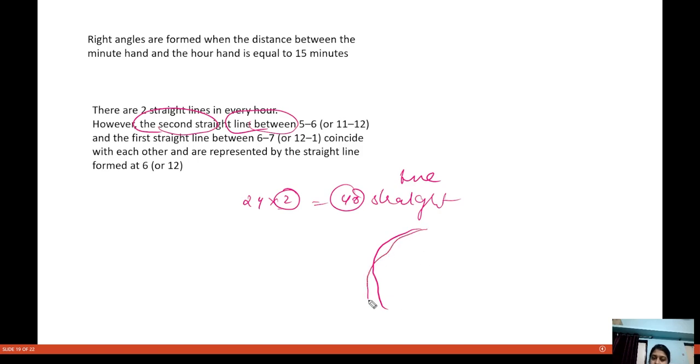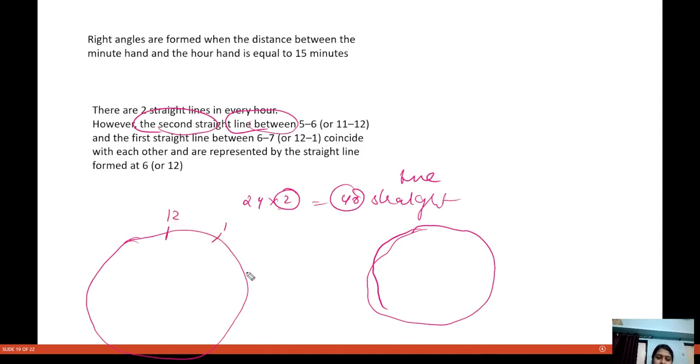I don't know why I'm not able to draw a very good circle whenever I draw with the pen tab, but okay, try to adjust with it. So we have here 12, 1, 2 here, 3 here, 4 here, 5 here, 6 here, 7 here, 8 here, 9 here, 10 here, and 11 here. Okay, this is our clock.